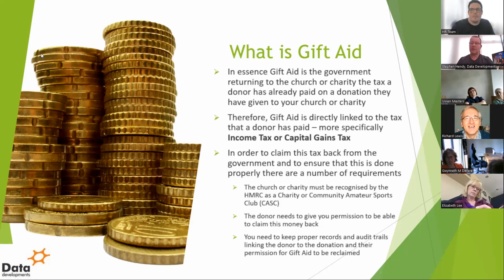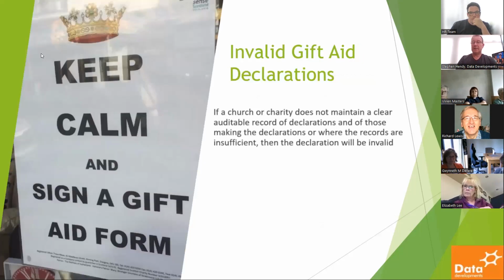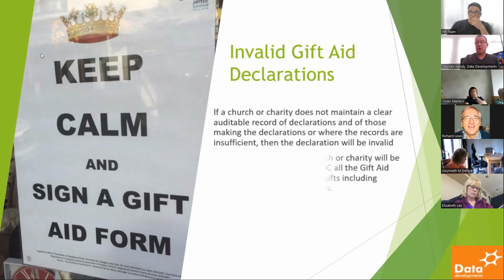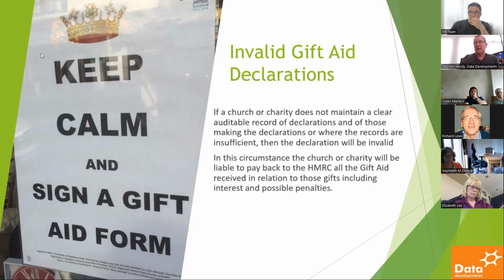Importantly, you need to keep proper records and audit trails linking the donor to the donation and their permission for Gift Aid to be reclaimed. If you have invalid declarations, or don't maintain a clear auditable record linking donations to donors to declarations, or haven't got the correct details on the declaration, then the declaration could be deemed invalid. In which circumstances, HMRC will normally say you can contact the donor and validate it. If you can't, HMRC might say that, as it's an invalid declaration, you're liable to pay the money back. The biggest problem, though, is that they might include interest and penalties.